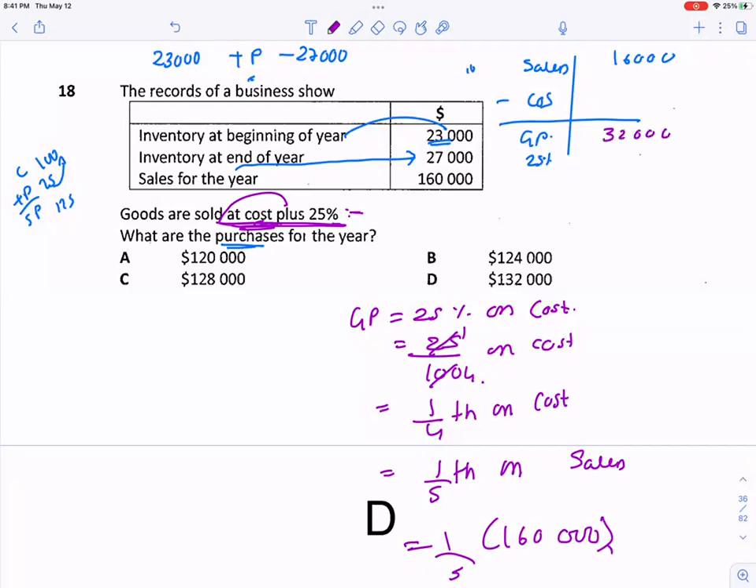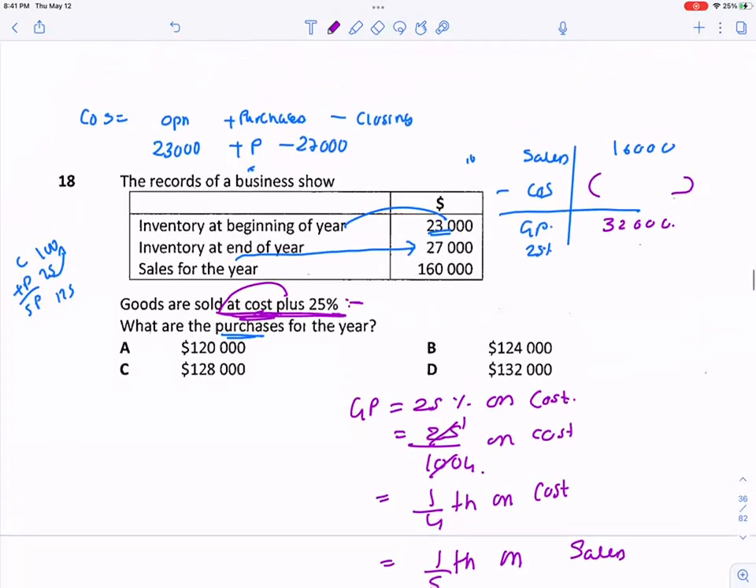Yeah, it's 32,000. What is cost of sales? Miss, 160,000 minus 32,000, Miss, 128,000. Don't use too much of brain. Just use margin and markup. The cost of sales is how much? 128,000. Now can I find purchases?